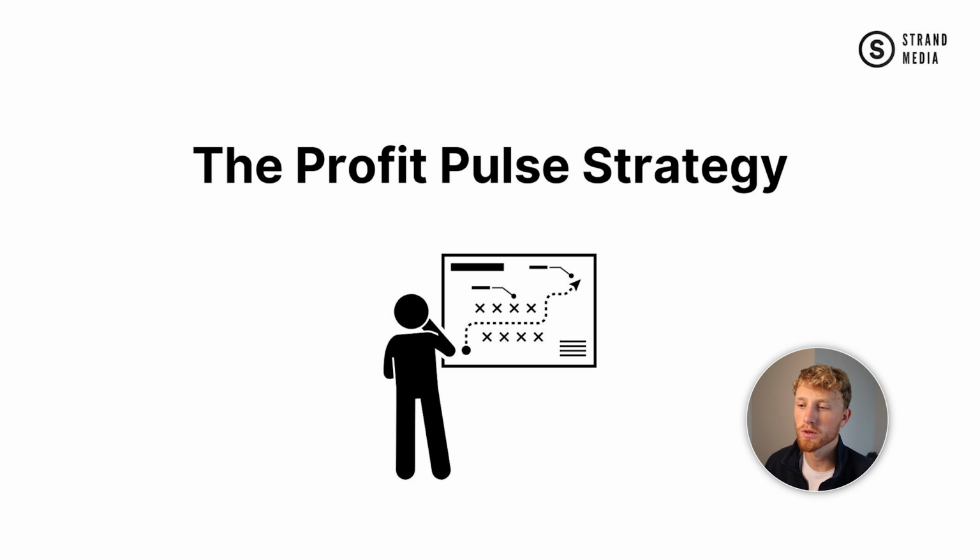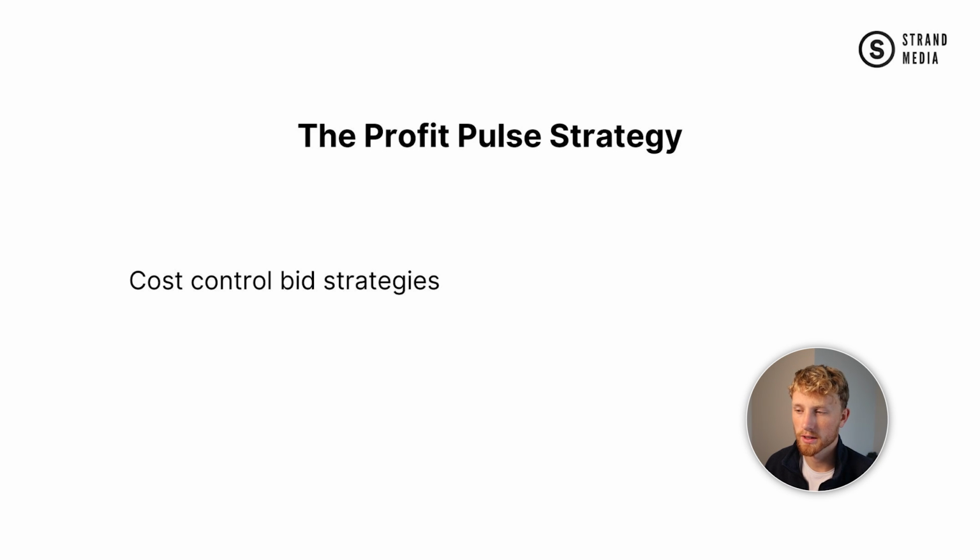Number one is using cost control bid strategies. If you're not sure what a bid strategy is, I'll get back to explaining that. The second part of the profit pull strategy is using automatic scaling rules. So if you're not familiar with setting up automatic rules in your Facebook ads account, I'll show you how to do that. I'll show you every step.